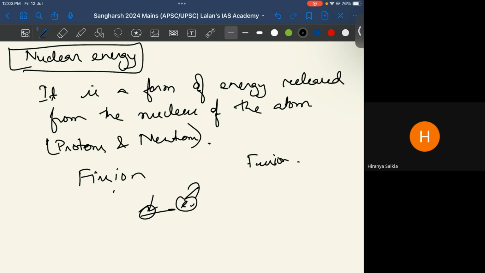So this is it with respect to nuclear. Anything related to nuclear, I think you will be able to solve it. You can, right?